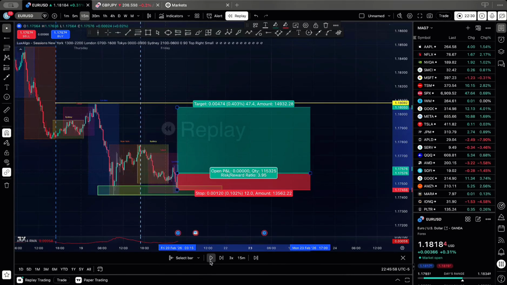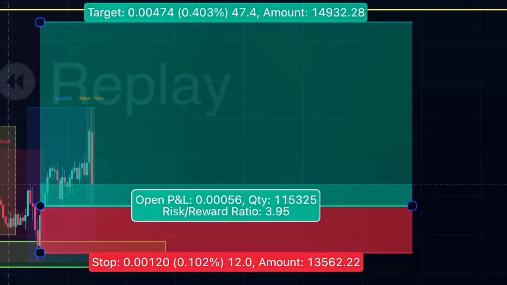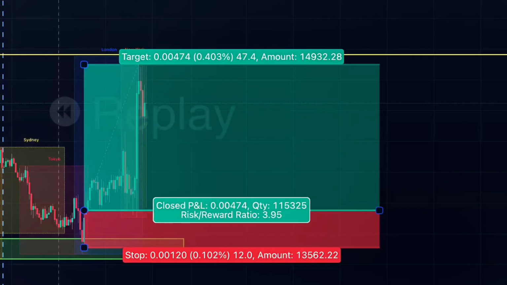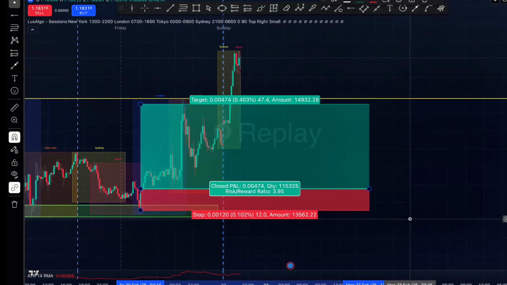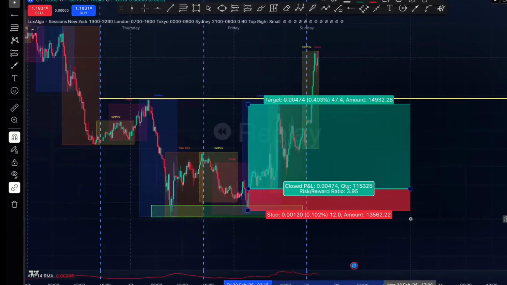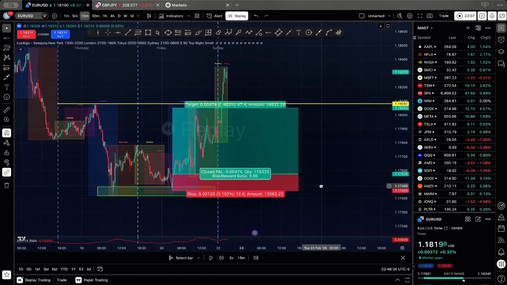Let's play to see if we're gonna reach our target. Okay, let's go. Okay, everything is working well. Okay, we reach it. Wow, great. So this is the way I use this double bottom as a strategy to trade the markets.